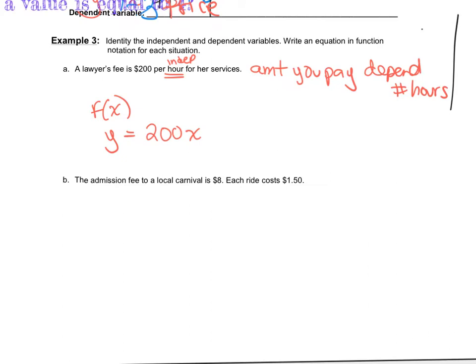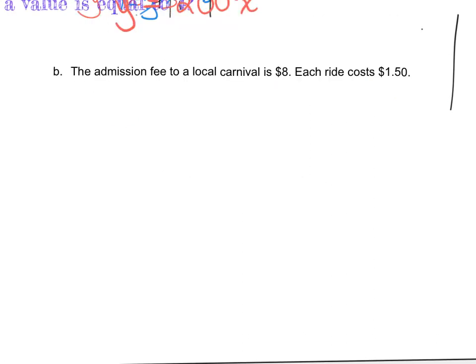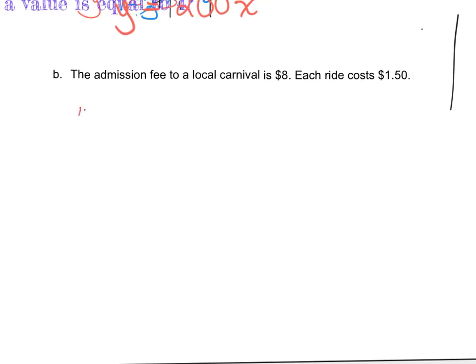When you see the word per, that means you're multiplying, because 200 per hour means 200 times the number of hours. The amount of money that I am going to spend at the carnival, which we shall call y, the amount of money depends on how many carnival rides I go on.